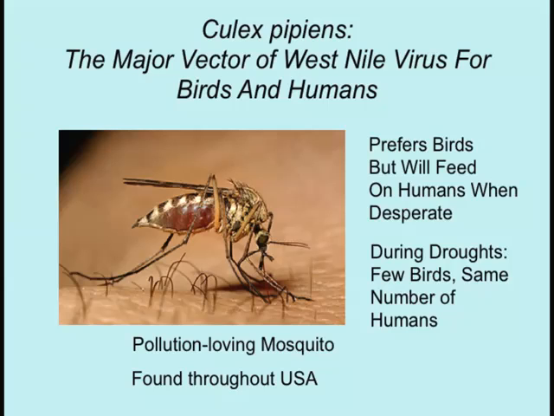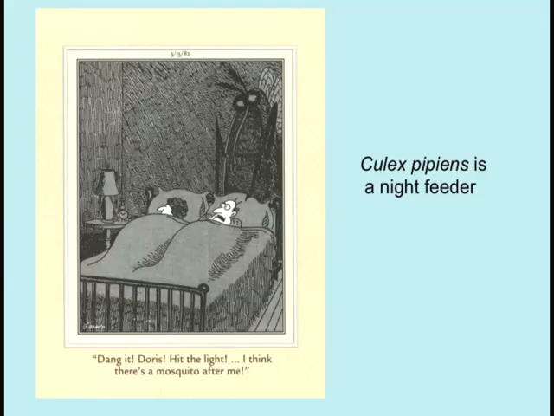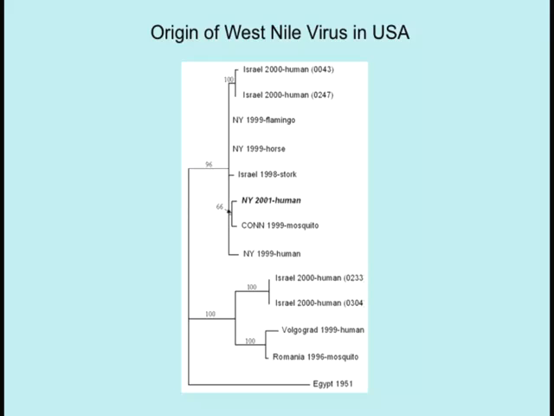This is the culprit. And I'm overemphasizing it because of the epidemiology of this thing. Culex pipiens is a night feeder, all right? So one of the Gary Larson cartoons shows this gigantic mosquito. Yeah, it's probably not that big, but they feel that big. And if you're from New Jersey, they are that big. It's our national bird, in fact.